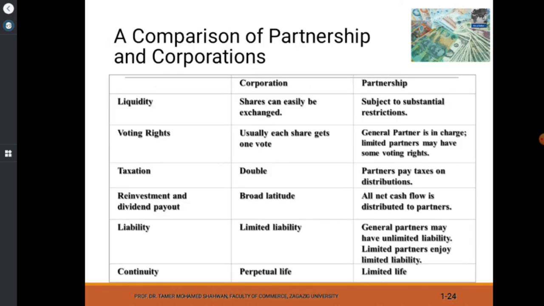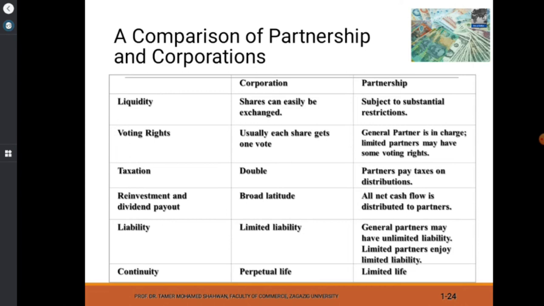If we would like to differentiate, for example, between corporation and partnership as forms of business organization, the first characteristic is liquidity. When we look at a corporation, you will see that shares can easily be exchanged because they are traded daily in the stock market. But in the partnership, it's not. It's based on some substantial restriction on such a type of trade. So we could say that the liquidity in a corporation is better than the liquidity of a partnership, because if you would like to convert stocks into cash, it's easier in a corporation than in a partnership.